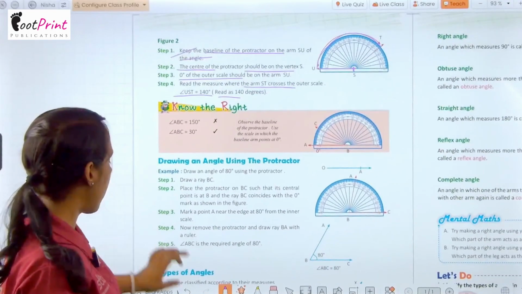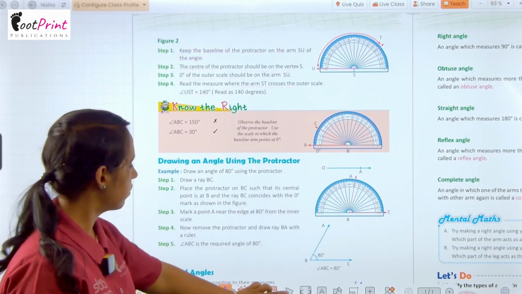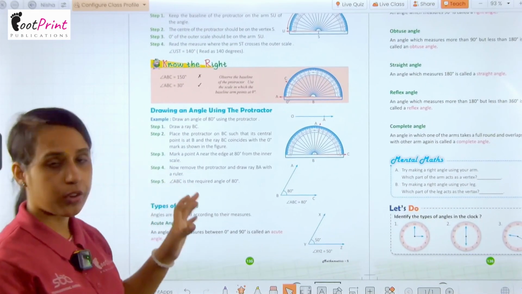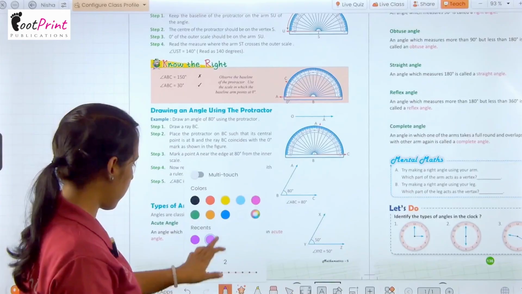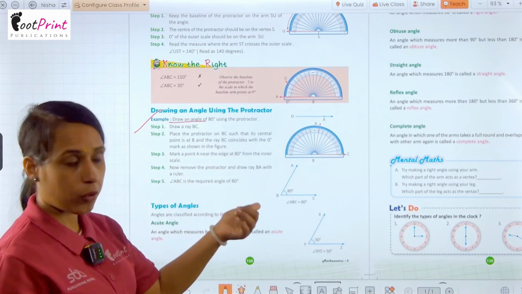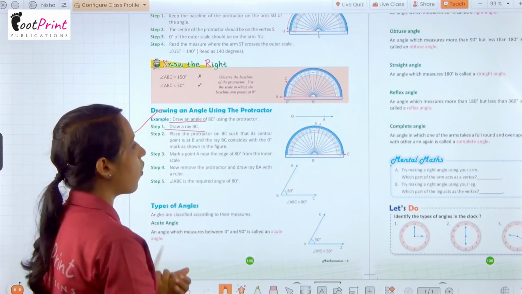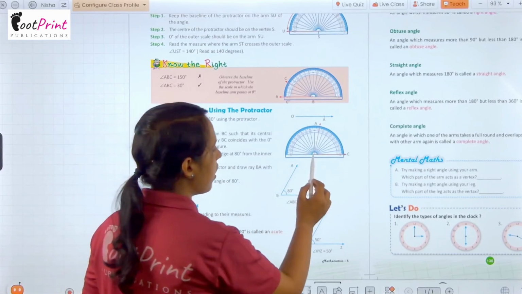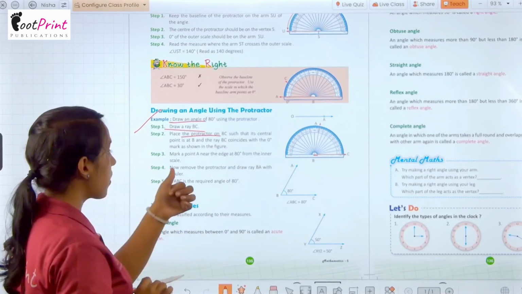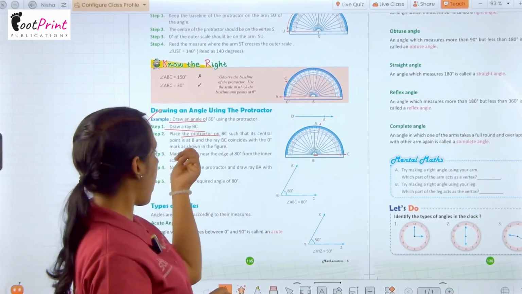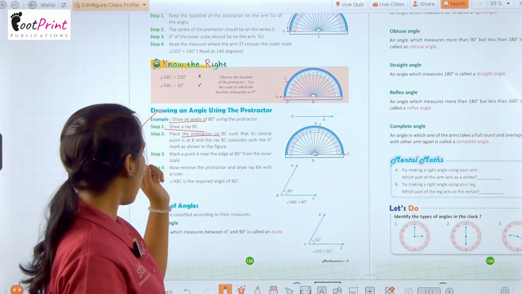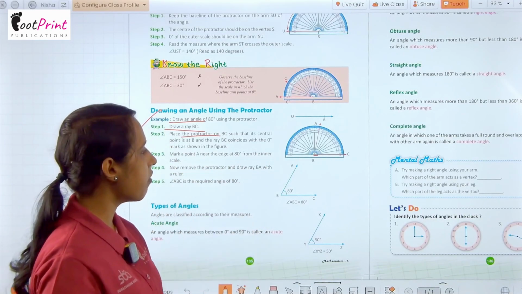Okay. Now we have drawing an angle using the protractor. How do we draw an angle using a protractor? Let's see here. The example is: draw an angle of 80 degree using the protractor. For that, the first step is to draw a ray BC. So first we draw a ray BC and then place the protractor on BC such that its central point is at B and the ray BC coincides with the 0 degree mark as shown in the figure.